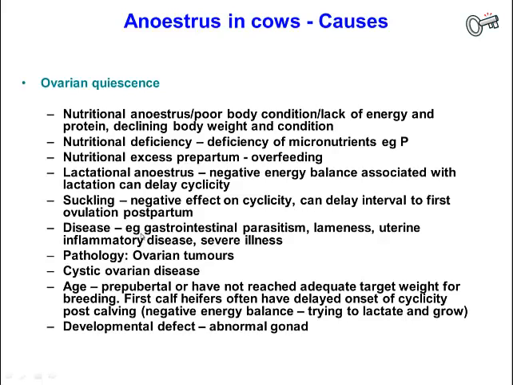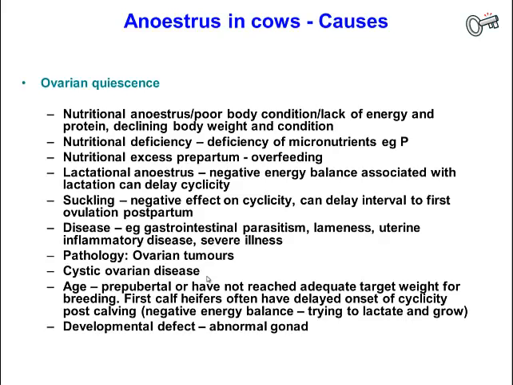Any particular disease that animals have that may exacerbate any negative energy balance, such as severe gastrointestinal parasitism, if they're lame, if they have any uterine disease such as endometritis, infection of the uterus, or if they're severely sick, these will all have a negative impact on cyclicity, and they're more likely to stop cycling. Obviously, if we have some ovarian tumours, that can cause them to stop cycling, and as we mentioned previously, cystic ovarian disease, one of the common symptoms for that is that they fail to show any signs of heat in some of the cows.